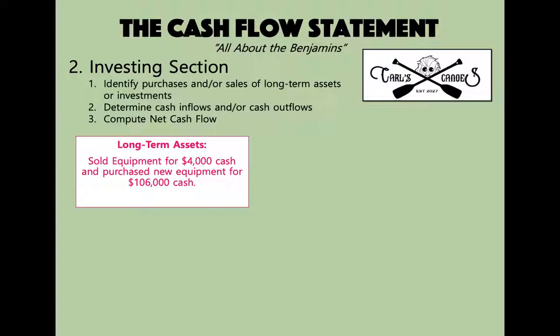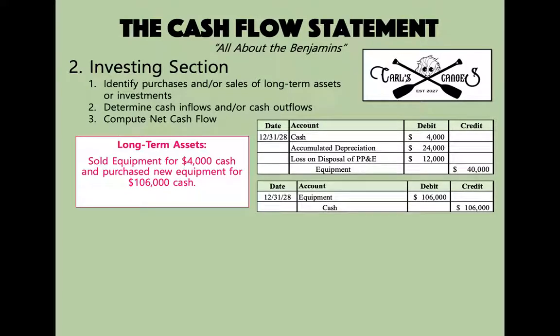So for our example here, we're going to say that the company, Carl's Canoes, sold equipment for $4,000 cash and purchased new equipment for $106,000 cash. Now, what does that look like? Well, in the previous video, we looked at the sale of the equipment because it resulted in the loss that we had to remove from the operating section. But as far as the cash flow goes, in this first journal entry, the cash flow came in of $4,000, and if we bought new equipment for $106,000, there'd be a cash outflow.